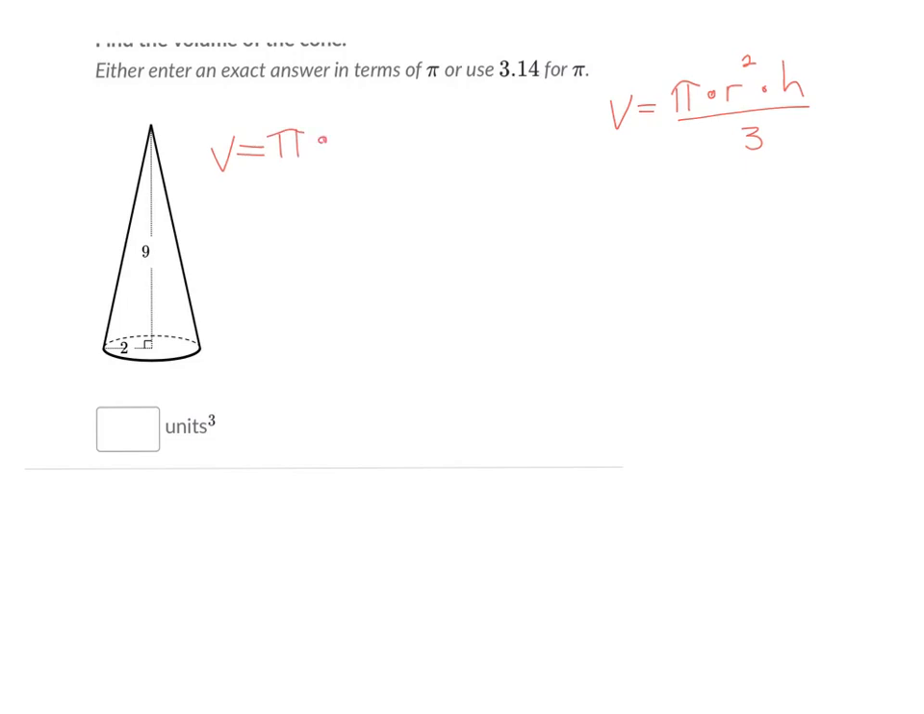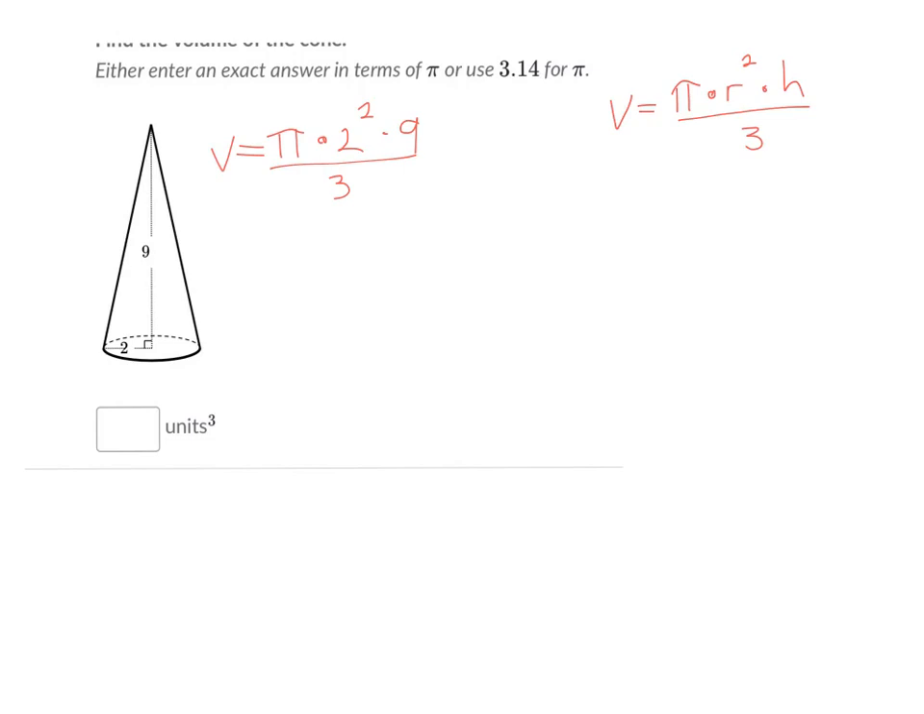Our radius on this one is 2. So our radius is 2. So it's going to be pi times 2 squared times the height. And if you look here at our picture, our height is going to be 9. Whole thing divided by 3.